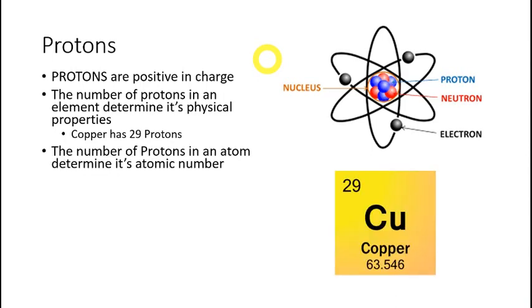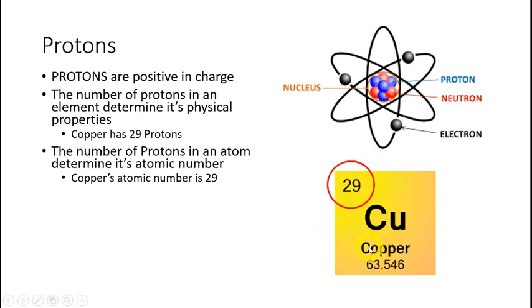So the number of protons in an atom determine its atomic number. Copper's atomic number is 29 because it has 29 protons. No other element on the periodic table of elements has 29 protons. If we were able to, we're not, but if we were able to take an atom and change the number of protons to 29, we would actually be converting it from whatever it is to copper, because copper has 29 protons.